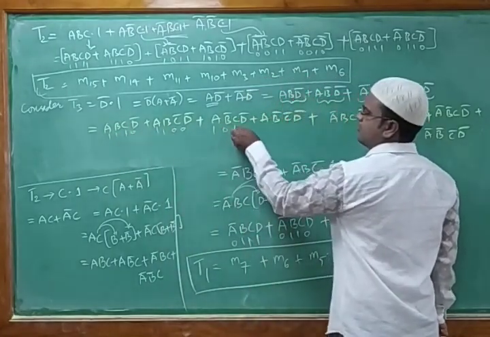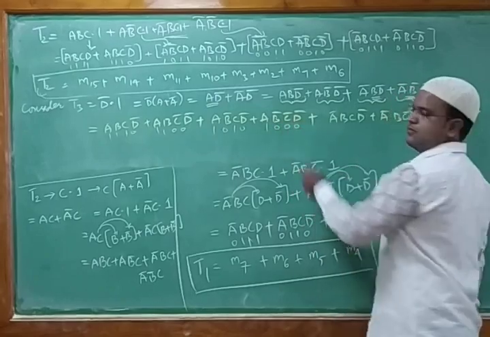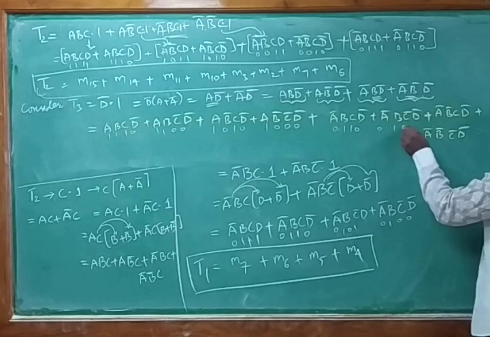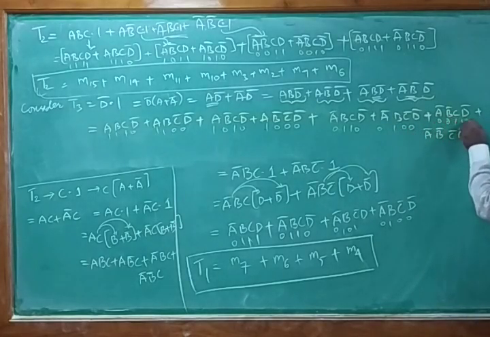This is what, 1 0 1 0. This is 1 0 0 0. Now 0 1 1 0. So 0 1 0 0. So this is 0 0 1 0. So this is written as it is. Now this is what? All zeros.